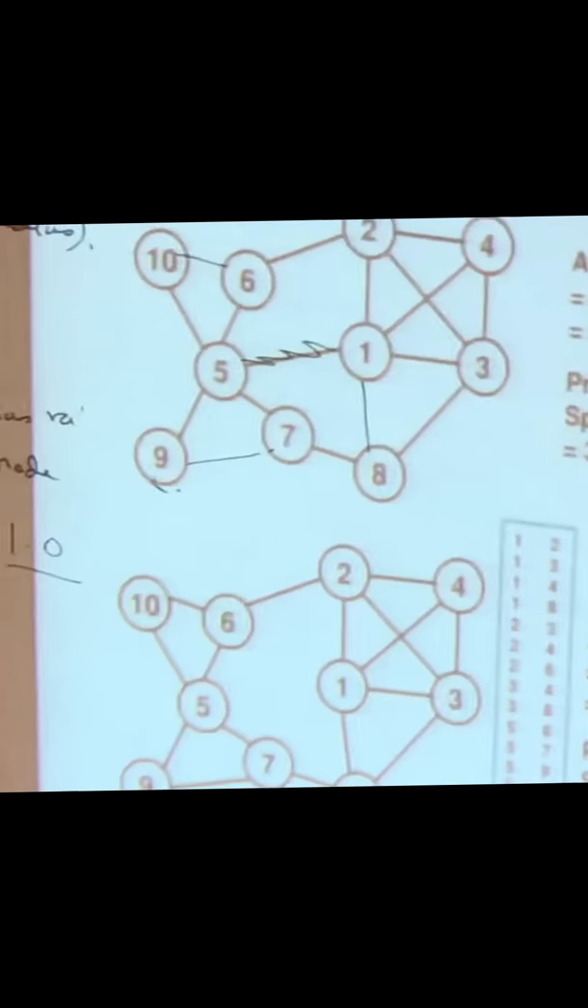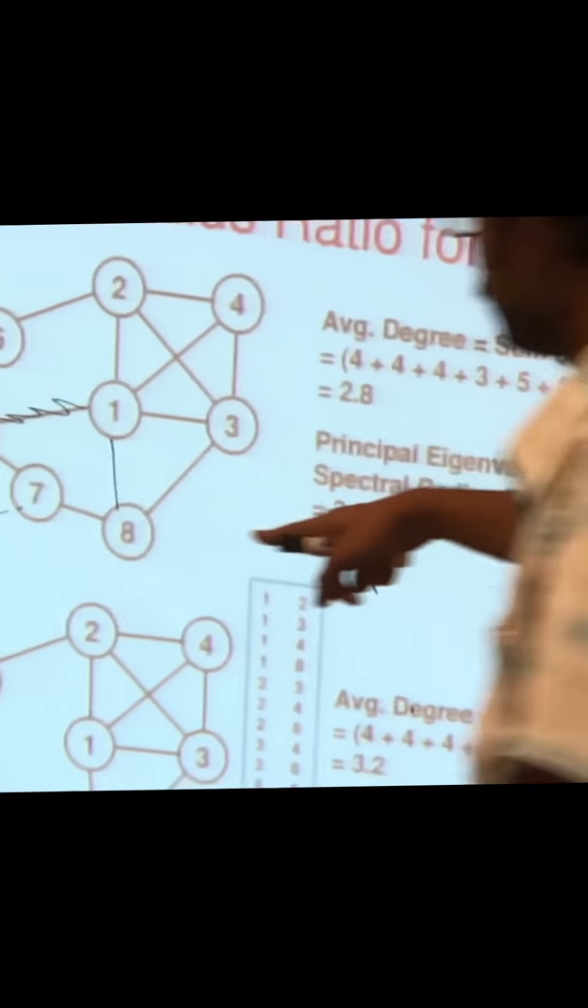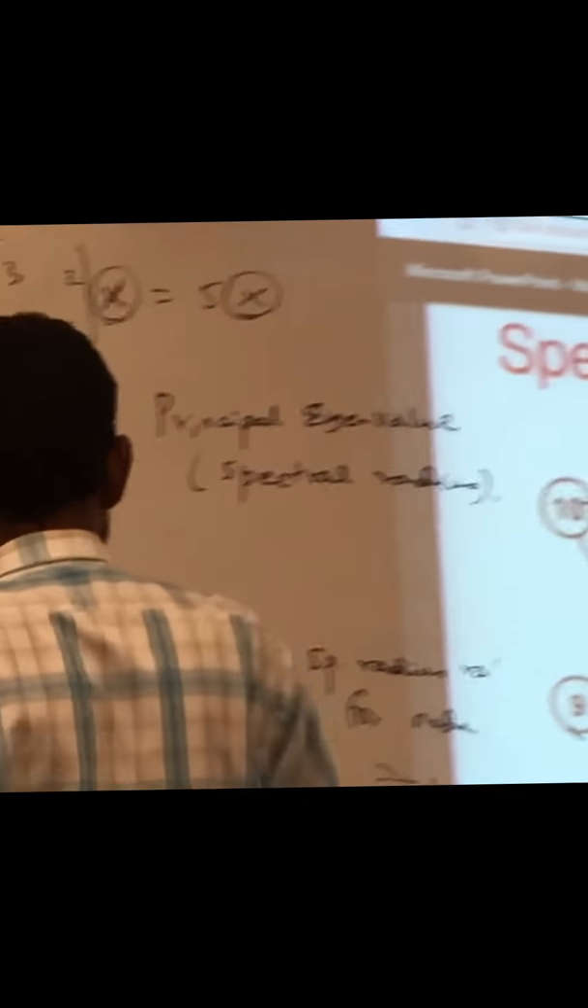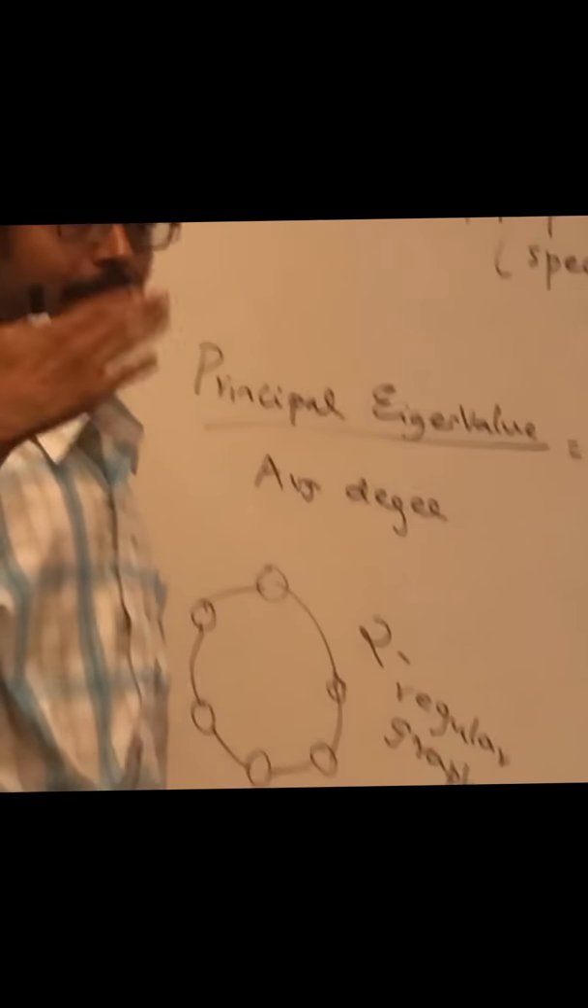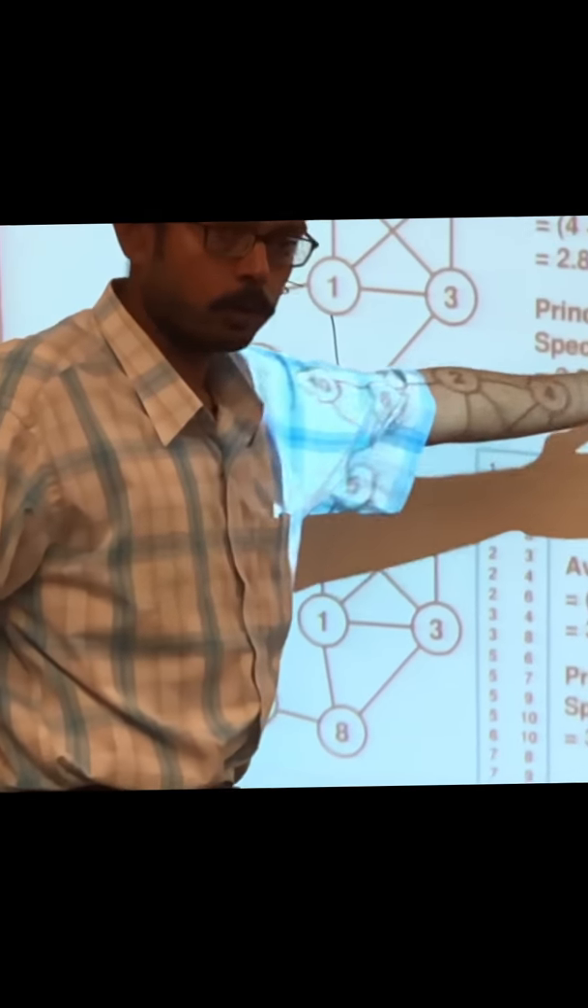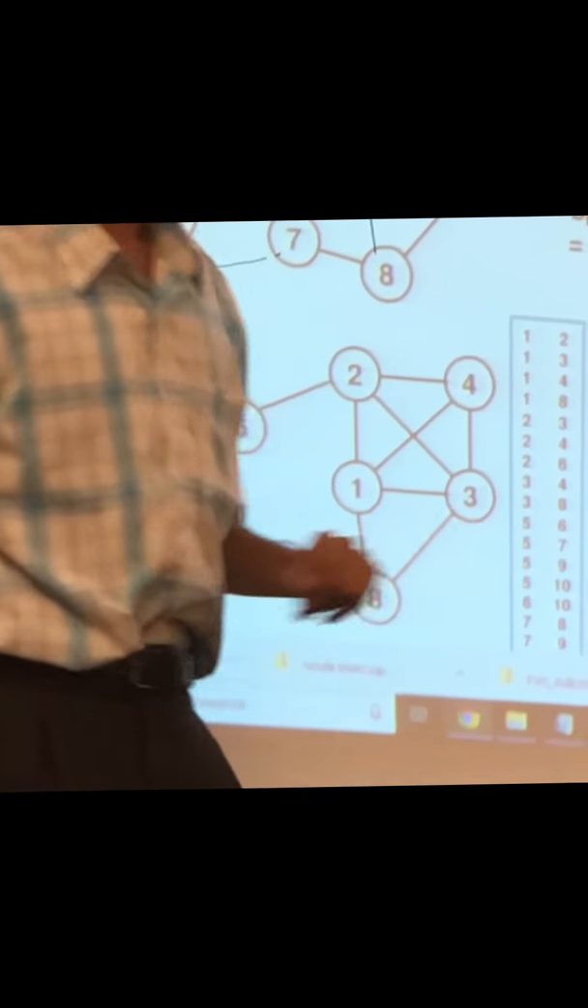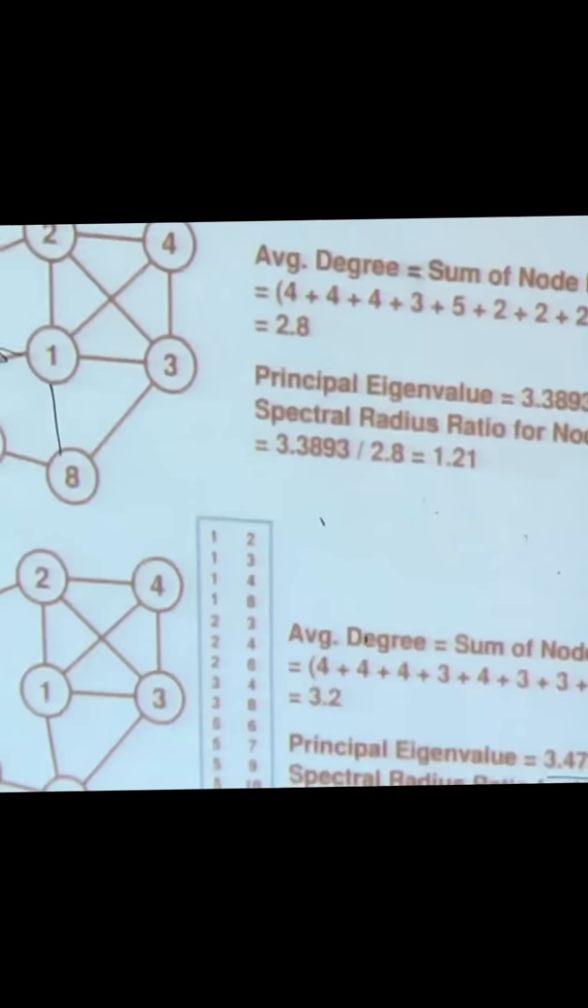Go back and try all these things. Could you please repeat the last sentence? You say it's greater than...? It's always greater than or equal to 1, because the principal eigenvalue is greater than or equal to the average degree. And it's independent of the number of nodes and edges. As I said, you could have a graph of 100 vertices and still get something like 1.21. Okay, got it. So go back and try all these things before you come to the next class so that you can proceed.